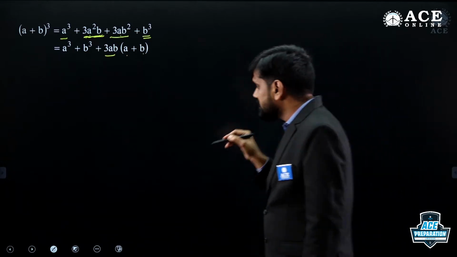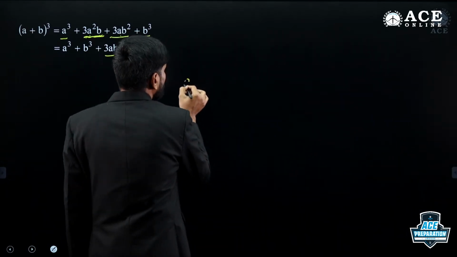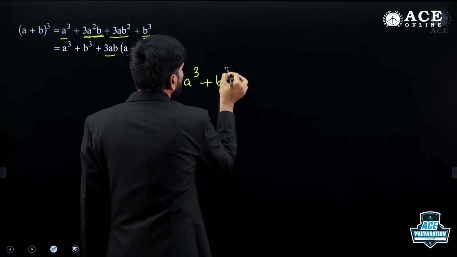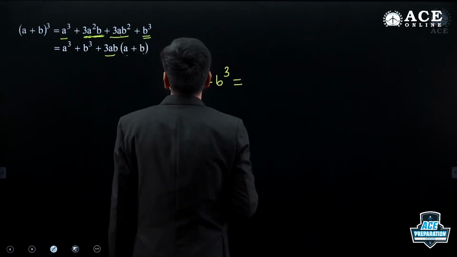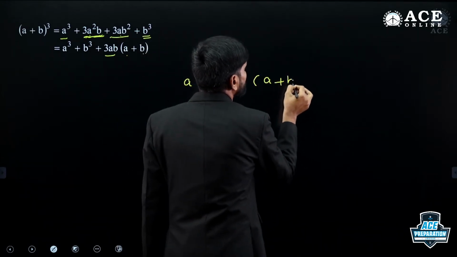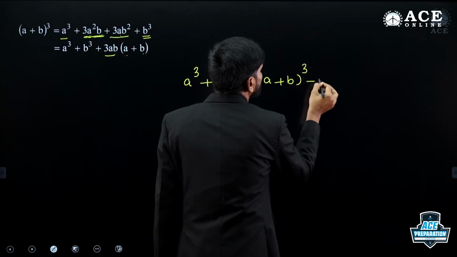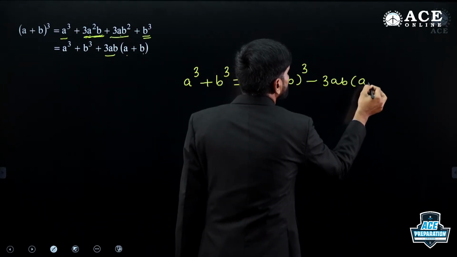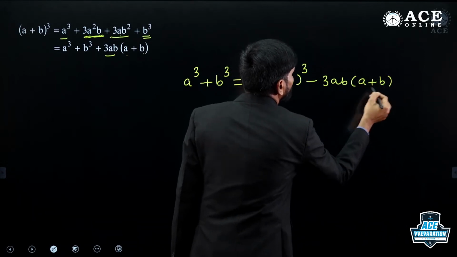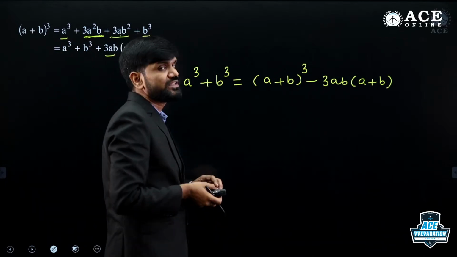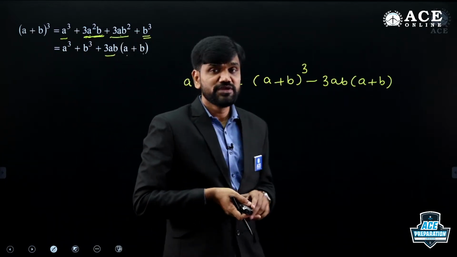From this, we can derive one formula. What is that? A cube plus b cube, if you wish to find, a cube plus b cube is equal to a plus b whole cube minus 3ab into a plus b. So what did I do here? I just sent this part to the other side to get the value of a cube plus b cube.